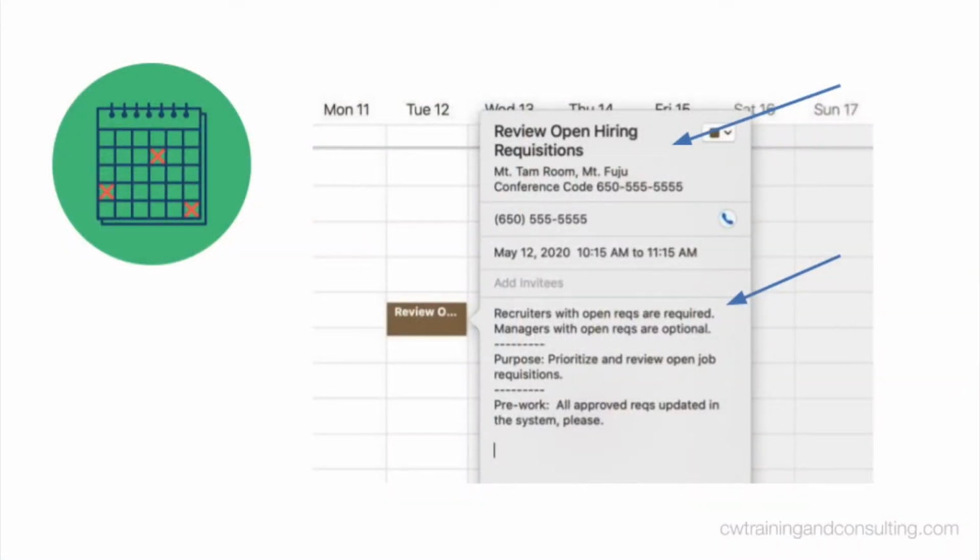The meeting invite helps you get the right people there and hopefully prepared because you've prepared them. So look at this example here. I use a descriptive title so that anyone who's looking at that meeting in their calendar knows what it's about. It's about looking at open requisitions for hiring. I also always designate required and optional attendees. This tells the required attendees that yes, I want you there. And it tells the optional attendees that you really are optional, and if you've got other higher priority things to do, you don't need to come, but FYI, this is going on.